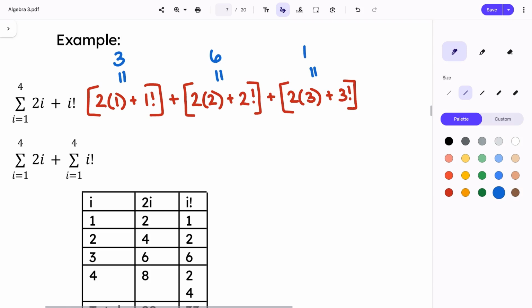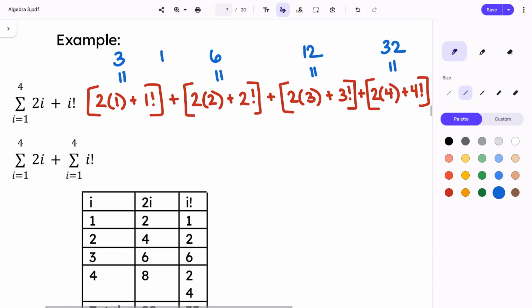Good, 12. And then the last one we need to do for this series, because it ends at 4, is to plug in a 4. So 2 times 4 plus 4 factorial would be 32.